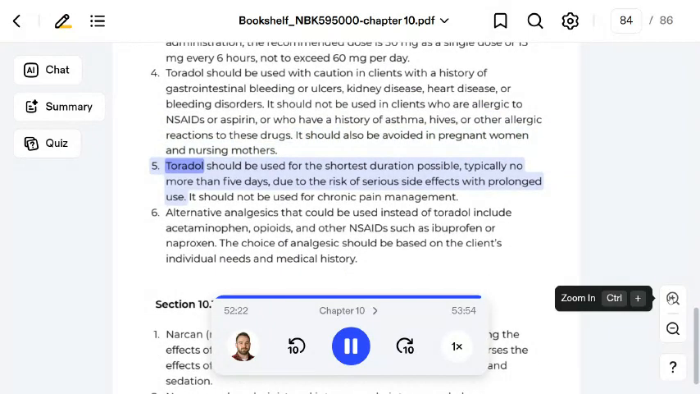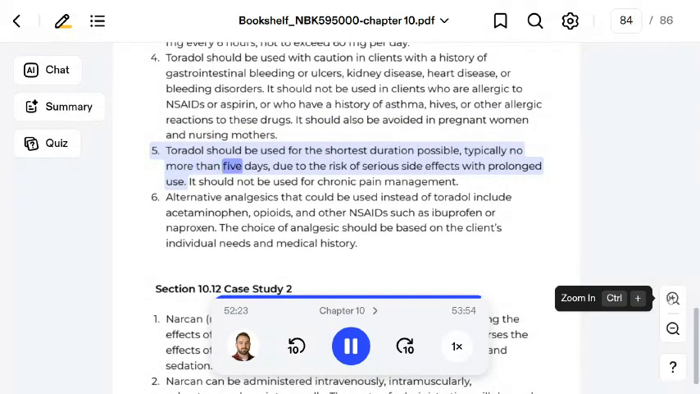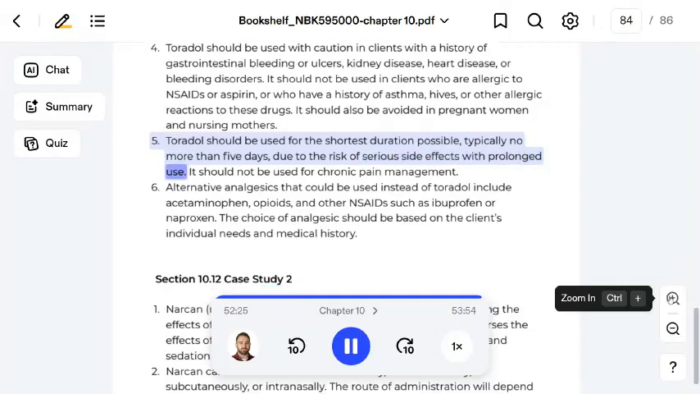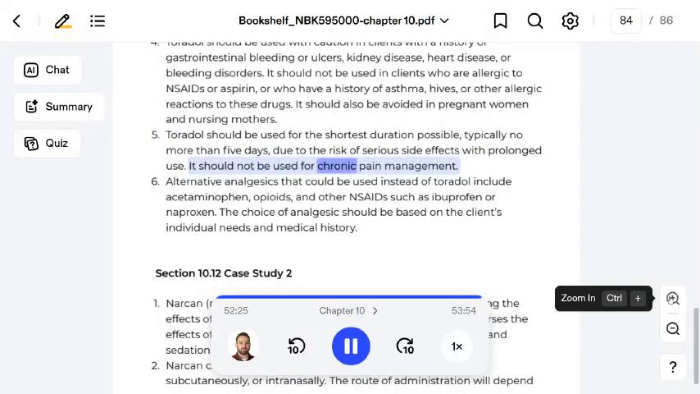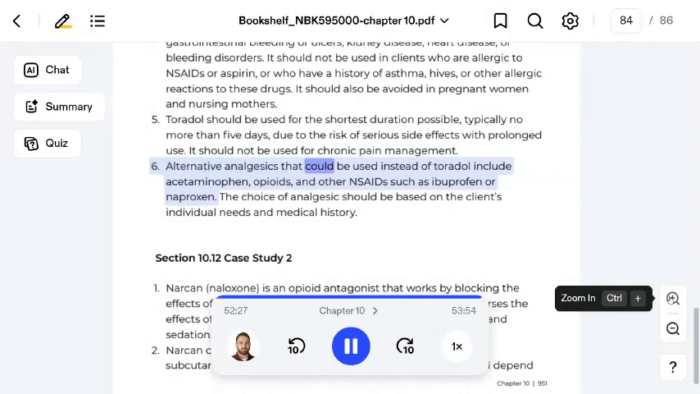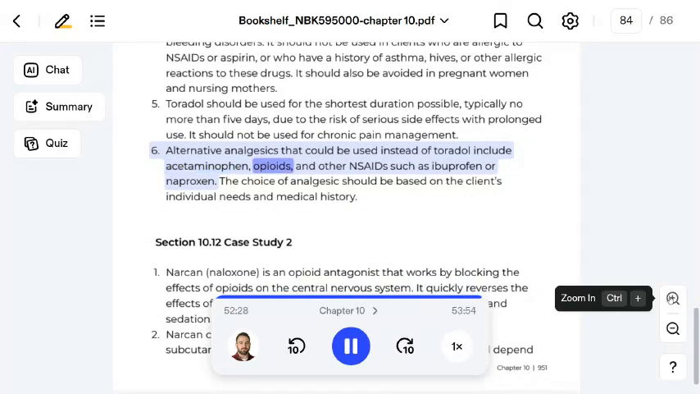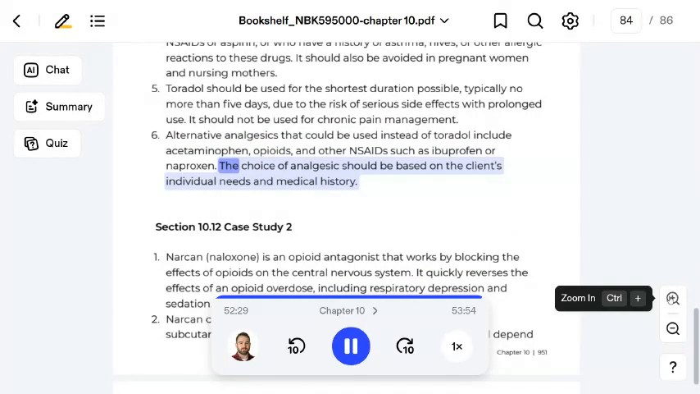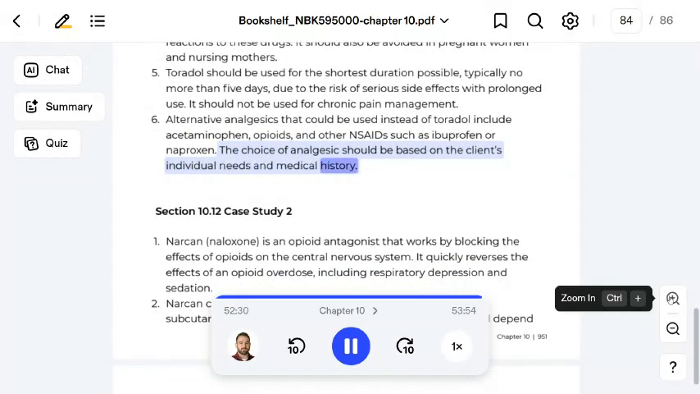5. Toradol should be used for the shortest duration possible, typically no more than 5 days, due to the risk of serious side effects with prolonged use. It should not be used for chronic pain management. 6. Alternative analgesics that could be used instead of Toradol include acetaminophen, opioids, and other NSAIDs such as ibuprofen or naproxen. The choice of analgesic should be based on the client's individual needs and medical history.